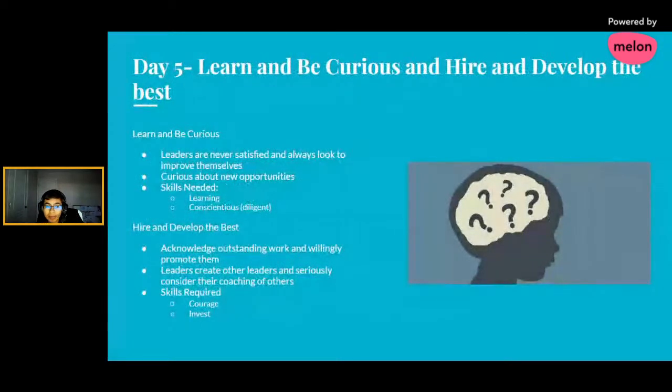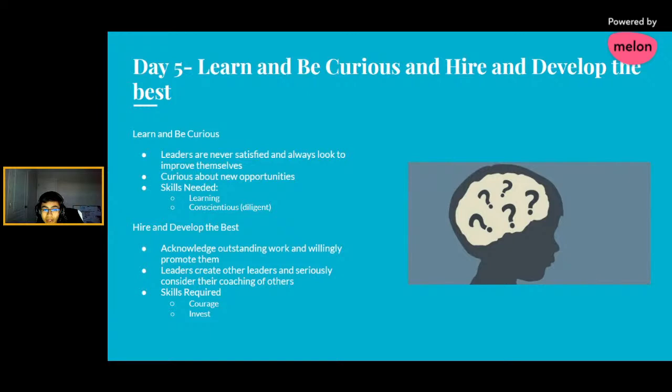Next, learn and be curious and hire and develop the best. Leaders are never satisfied and will always look to improve themselves. Leaders have to be curious about any new opportunities that may arise. To do this, they need to be able to learn as well as be conscientious or diligent.